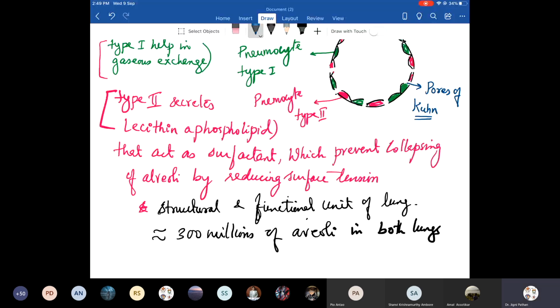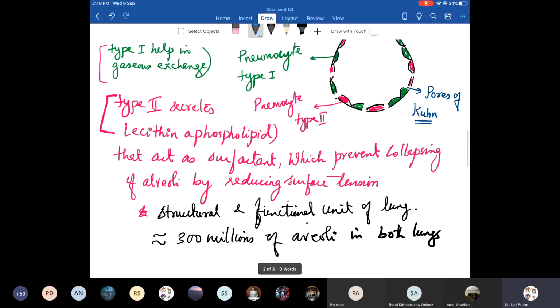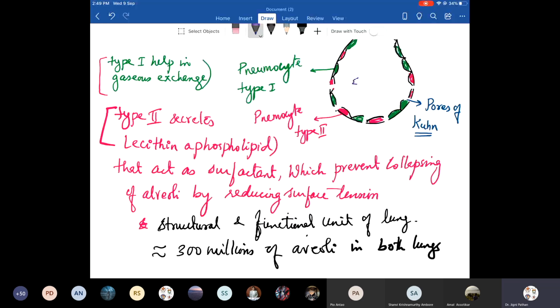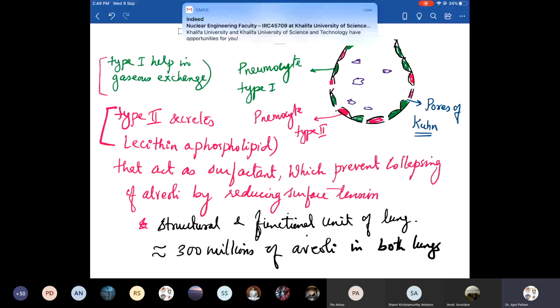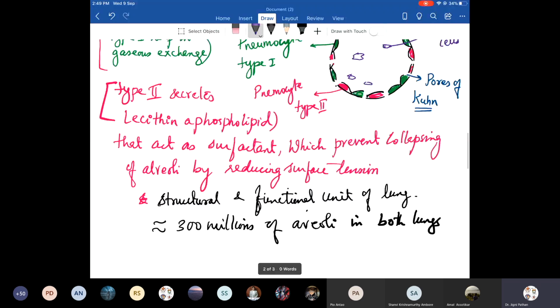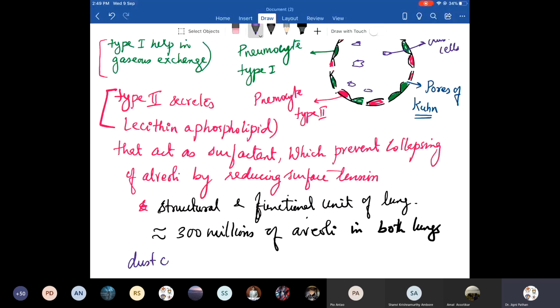They are very minute pores, and they have a special type of cell inside. These cells are called dust cells. What are dust cells? Dust cells are phagocytic cells.